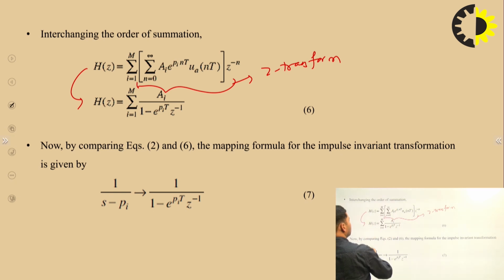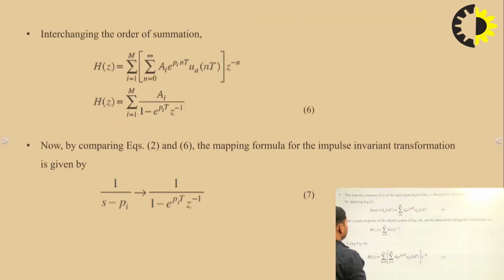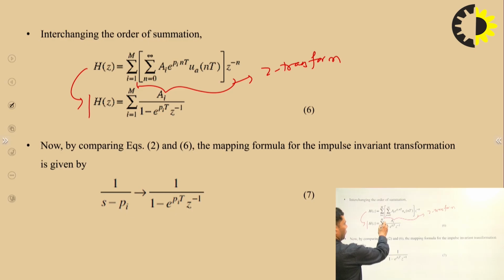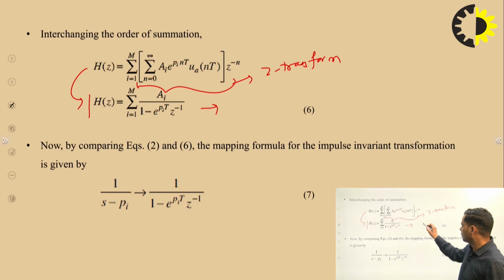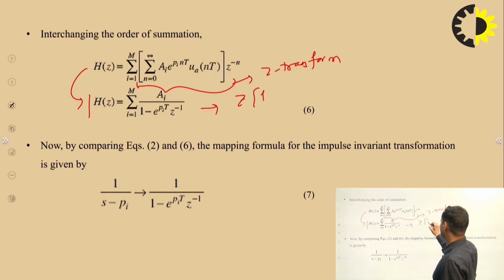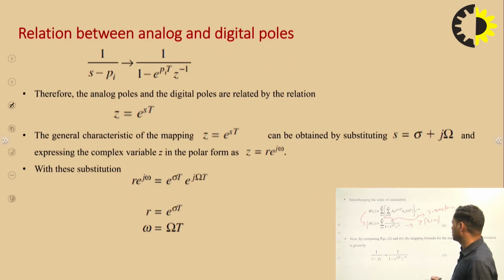So this will be the value of the overall Z transform of the impulse response h n, which is given by this function: H of Z is equal to the summation of i equals 1 to m, A i upon 1 minus e raised to the power p i t Z inverse. Now this response is equivalent to the Z transform of the function h of n.